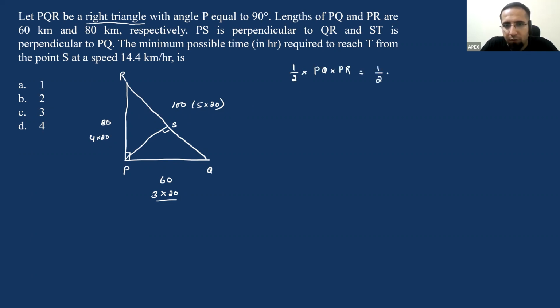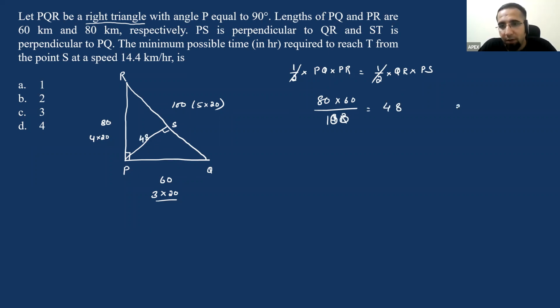That should be equal to half into QR into PS. Or if you can remember the formula directly, the value of this perpendicular drawn from the right angle to the hypotenuse is always product of both the legs of the triangle, that is 80 into 60 divided by the hypotenuse. Clear? That is equal to 100. And this will give you 48 is the value of this.